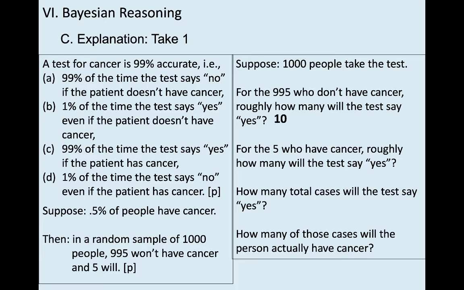I'm just going to go through it again. For the 995 who don't have cancer, it's going to say about 1% of them do, so it would be like 9.95. We're going to round to 10. For the 5 who have cancer, it's going to say 99% of them do. That's going to be 4 point something high. We're going to round to 5. How many total cases? Well, those 10 up here who don't have it plus the 5 who do, it's going to be 15 total cases. How many of those cases actually have cancer? Well, it's those 5 who do have it and test positive. So what are the odds you have cancer if you test positive? 5 out of 15, which is 1 out of 3, which is 33%.